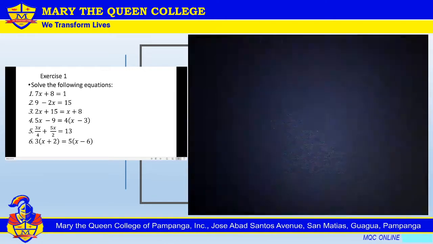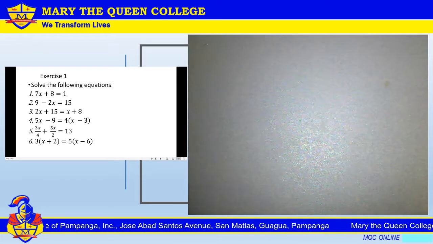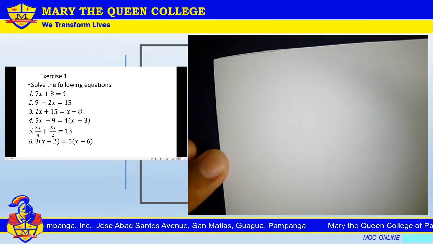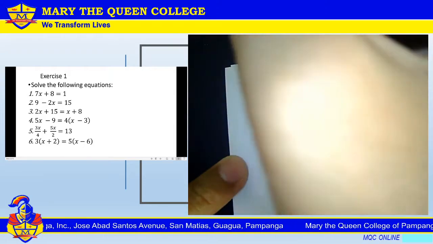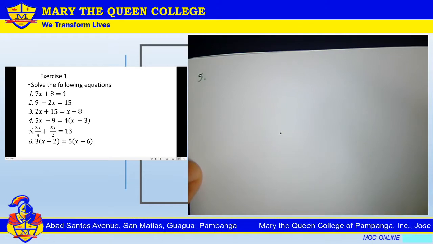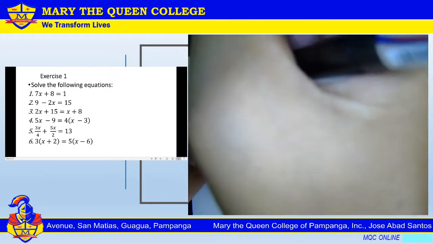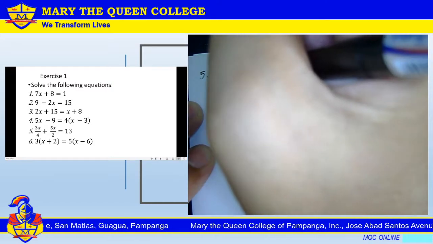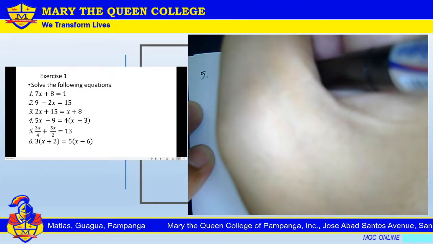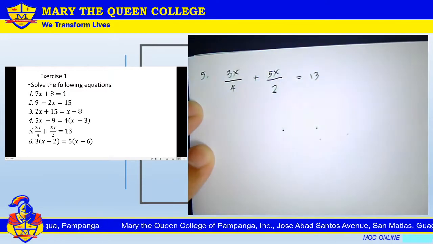So we will select some. So for number 3 and number 4, I'm sure you can solve those. Okay? So I'll be moving on to example number 5. Okay? So for example number 5, we have 3x over 4 plus 5x over 2 is equals to 13.